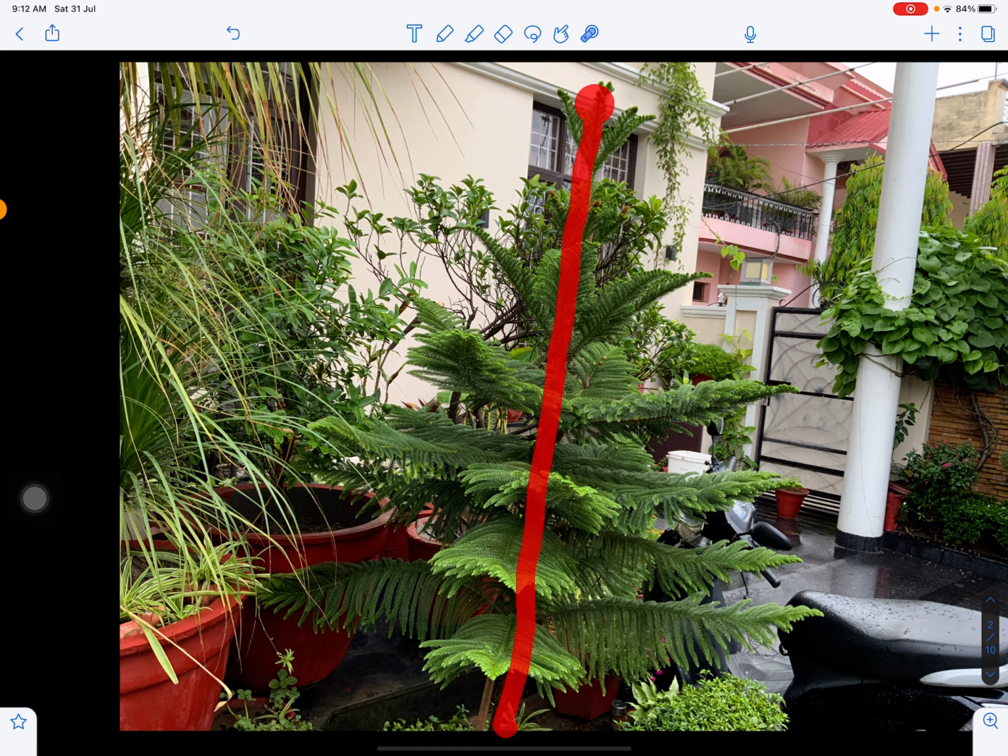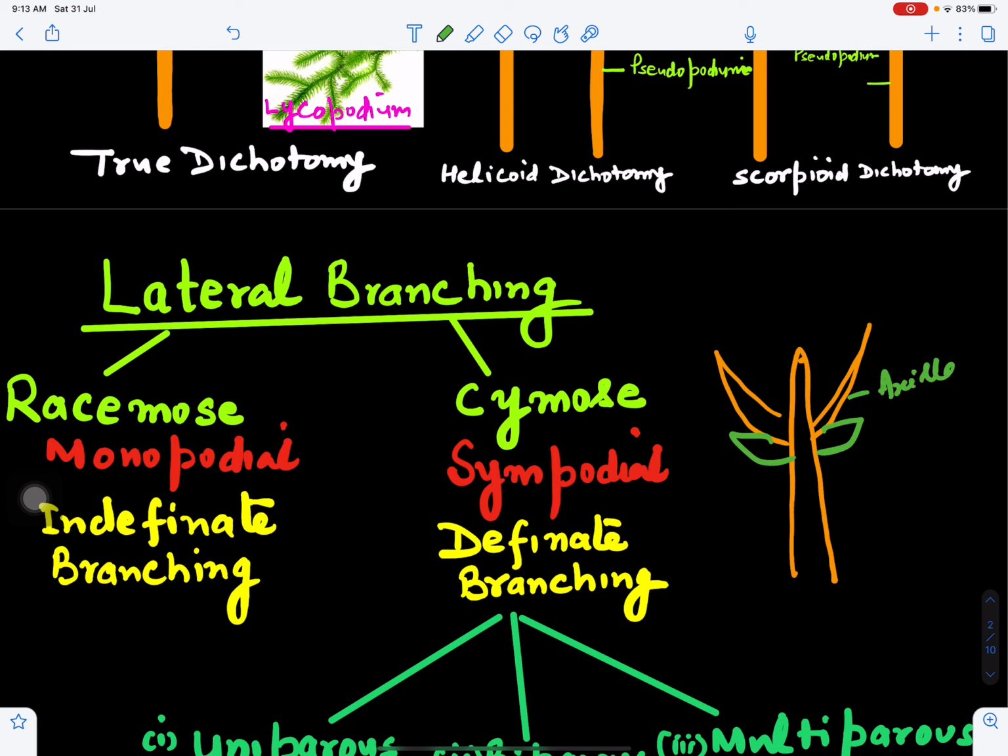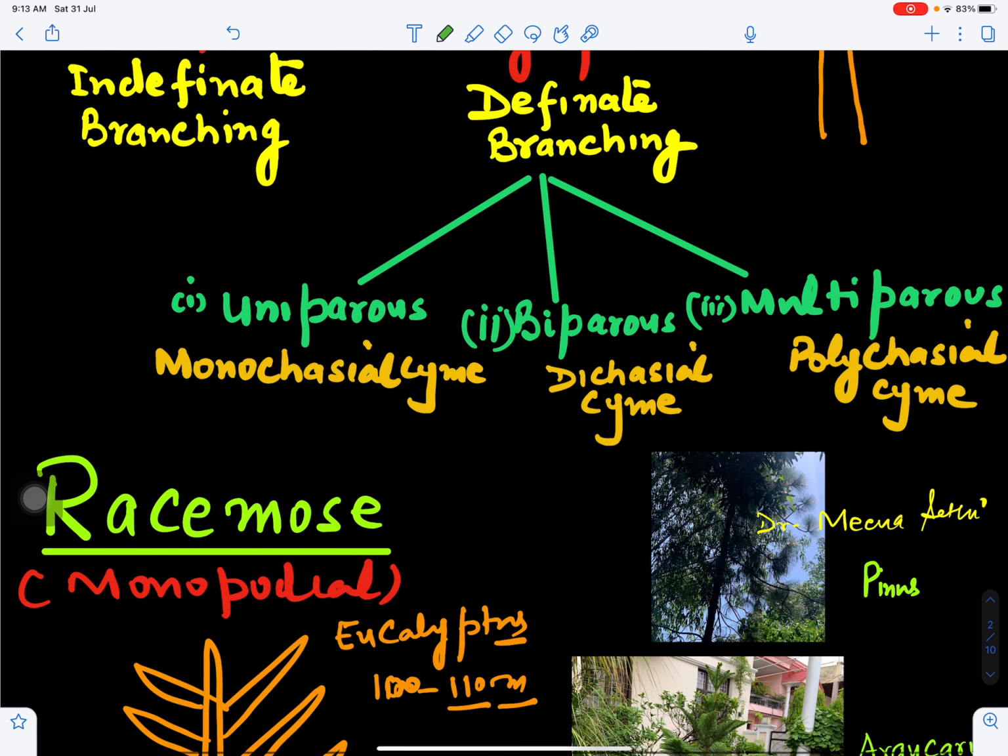Now second we'll discuss cymose. Now cymose is when we have a main stem. Now this shows a definite growth. After certain growth, this will stop growing, and further growth will be carried by the lateral branches, which arise in the axil of the leaves. So these are axillary branches. So this has stopped growth, and this is called definite growth or definite branching pattern. Now this is further of three types: uniparous, biparous, and multiparous. We'll discuss one by one.